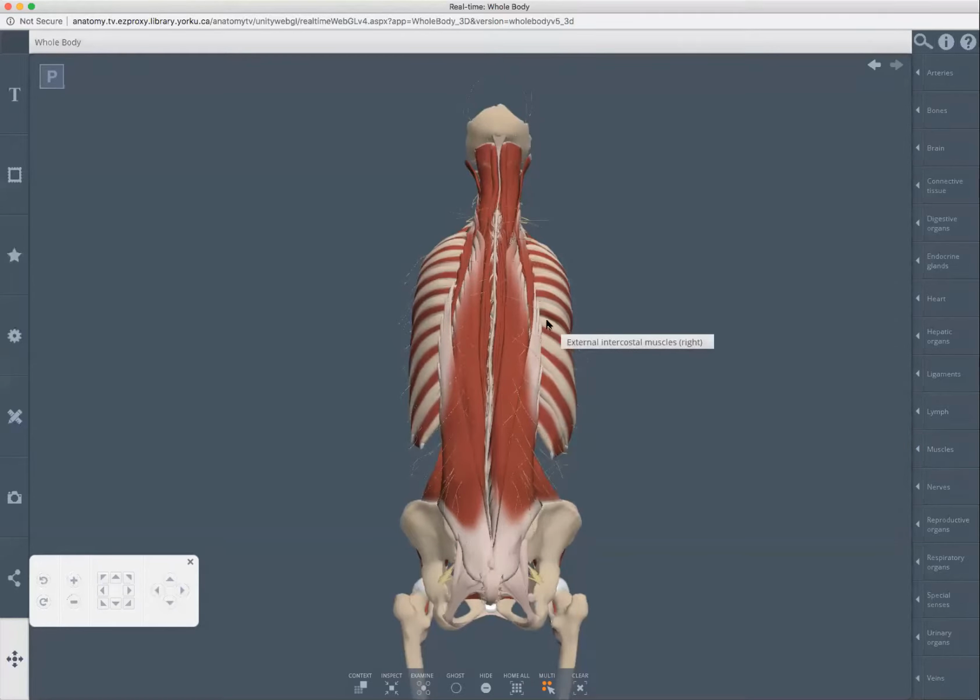Erector spinae is the name of the group, but if we label these on a test, we will label one specific muscle. So we will label iliocostalis, longissimus, or spinalis, and you need to be that specific to get the marks.